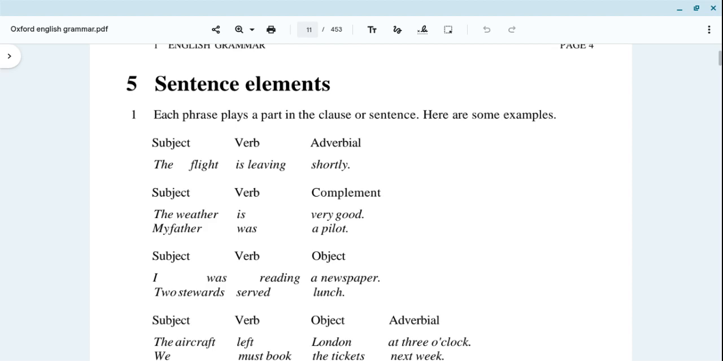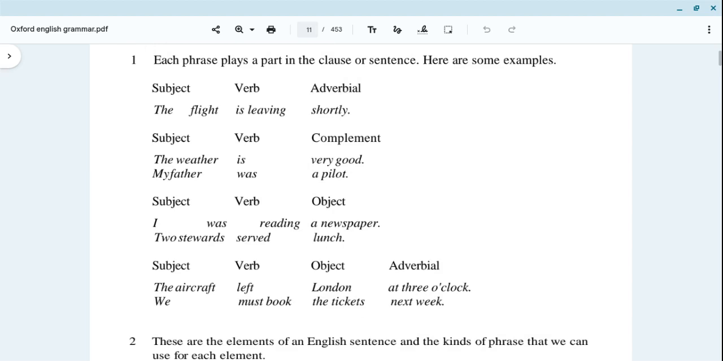Okay, let's go to other examples. The weather is very good. Subject: the weather. Verb: is. Complement: very good. So let's go to the other example. My father was a pilot. Subject: my father. Verb: was. Complement: a pilot.